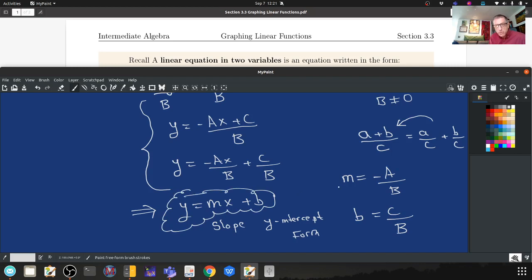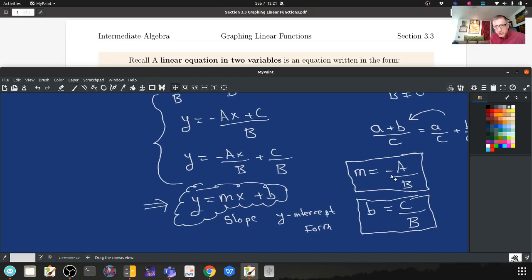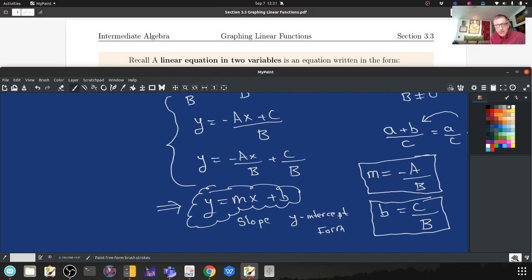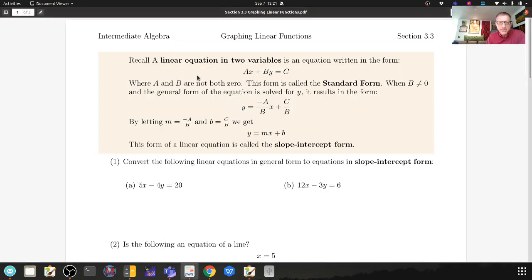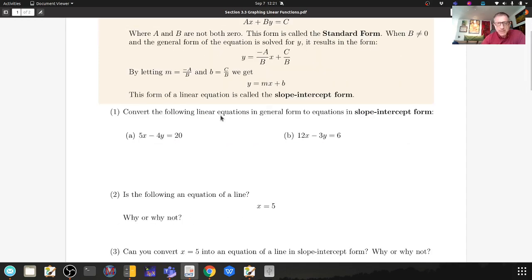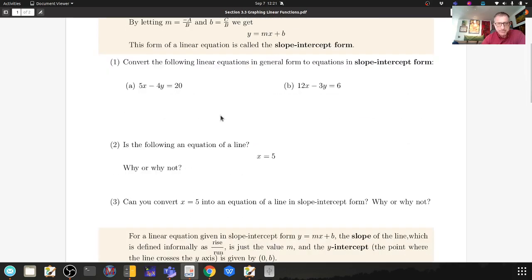So I solved for y, then I renamed, introduced two new variables, m and b, and set them equal to minus a over b and c over b, and I get y is equal to mx plus b. So let's go back. So y is equal to mx plus b. This form of a linear equation is called the slope-intercept form. And we're going to talk about the concept of its slope in just a bit.